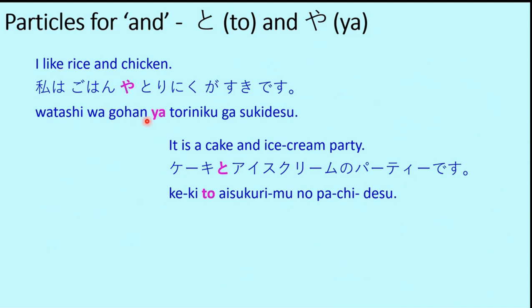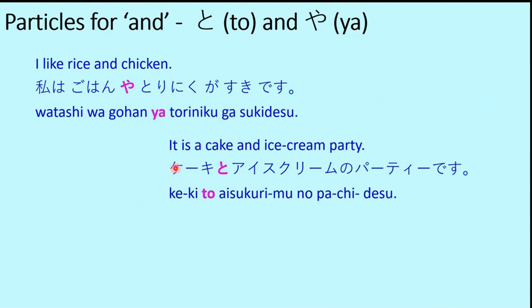Watashi wa gohan ya toriniku ga suki desu. Gohan means rice, toriniku is chicken, ga suki desu, this is the verb I like. And since gohan ya toriniku are the subjects, it is followed by the ga particle as we just saw. And watashi is the topic, that's why it is followed by wa. So we have wa, ya, and ga, three particles in this example.